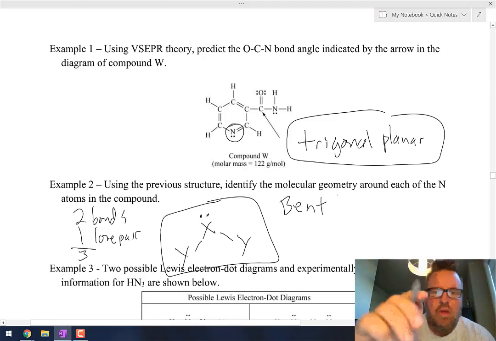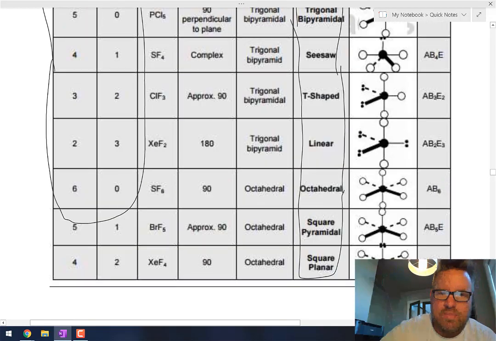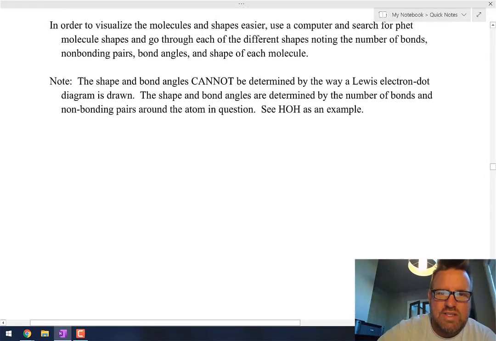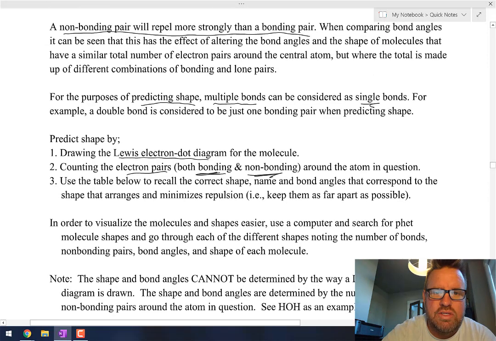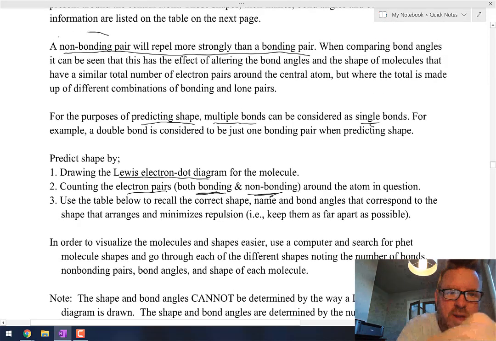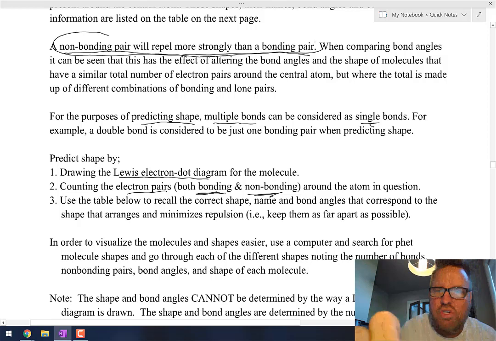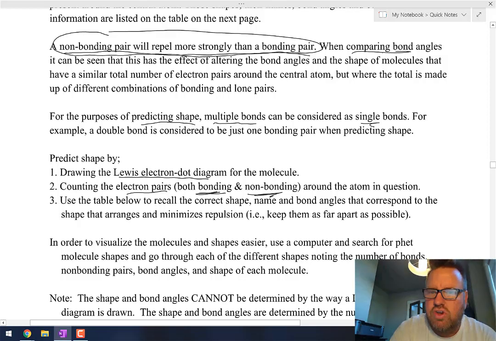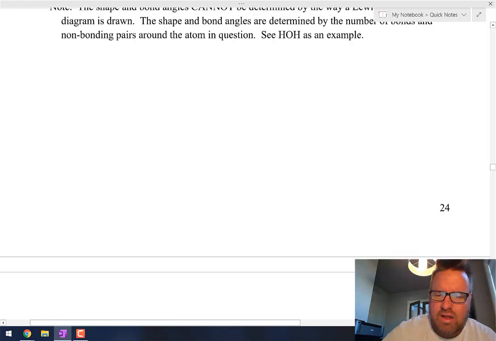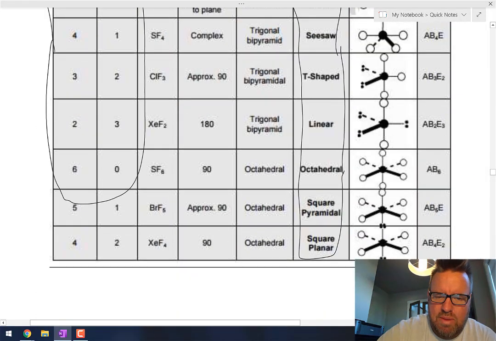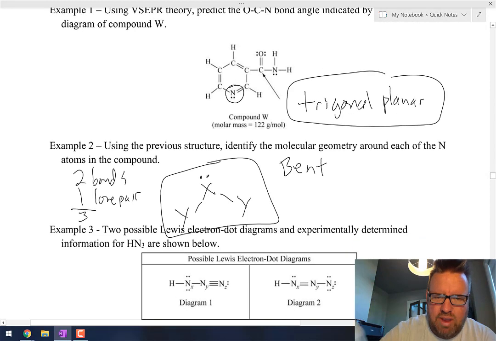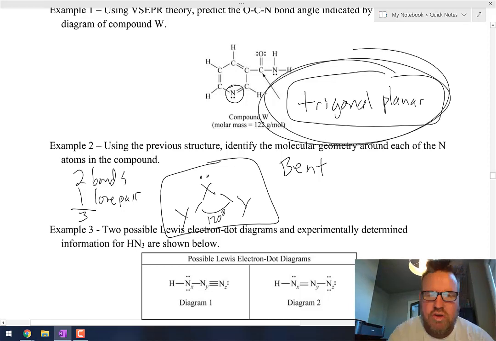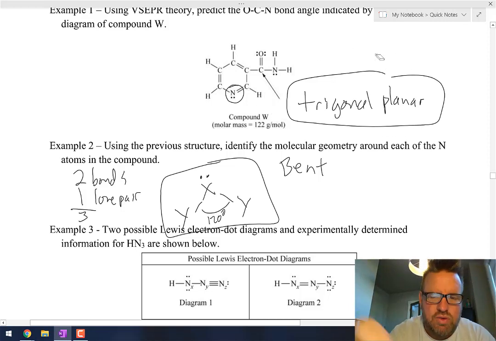Now, earlier, before all of this, it had said something about bond angles. Right here it said a non-bonding pair will repel more strongly than a bonding pair. So if you have to compare bond angles, what that does is it makes the bond angle a little bit closer together. What I mean by that is, this bond angle here should be 120 degrees. Why? Because really it's a trigonal planar shape with one of those bonds removed.